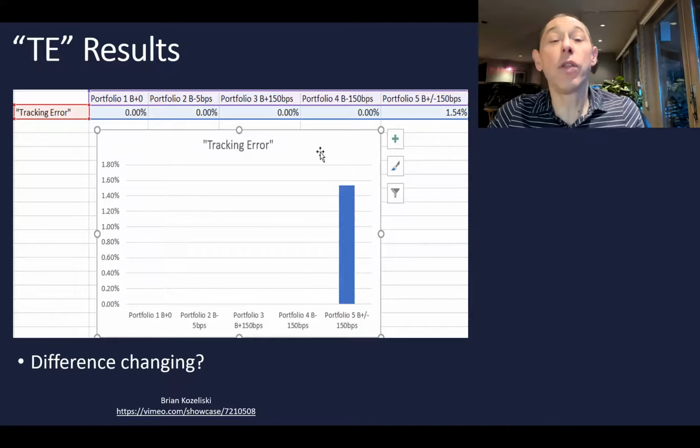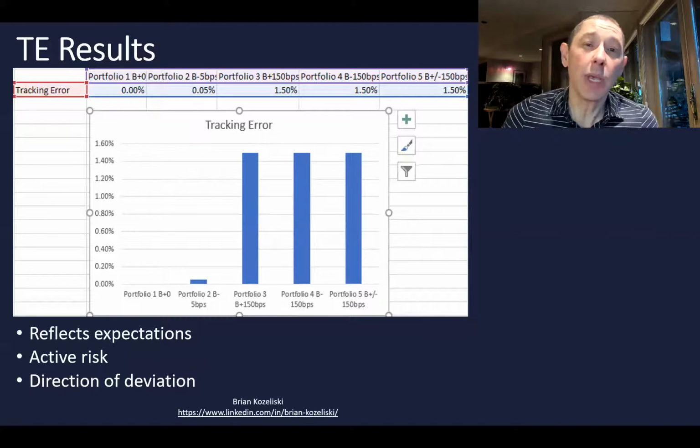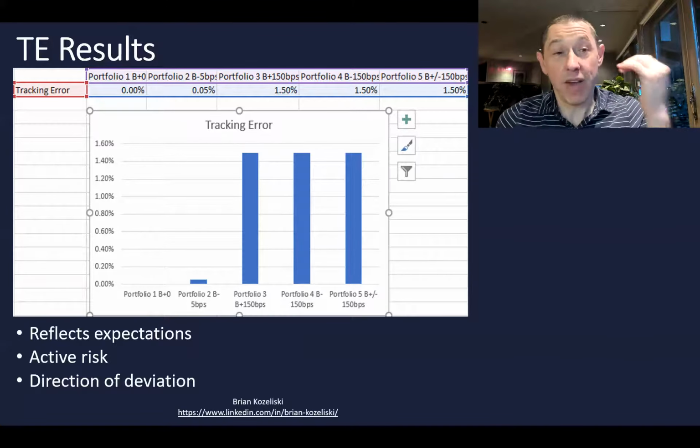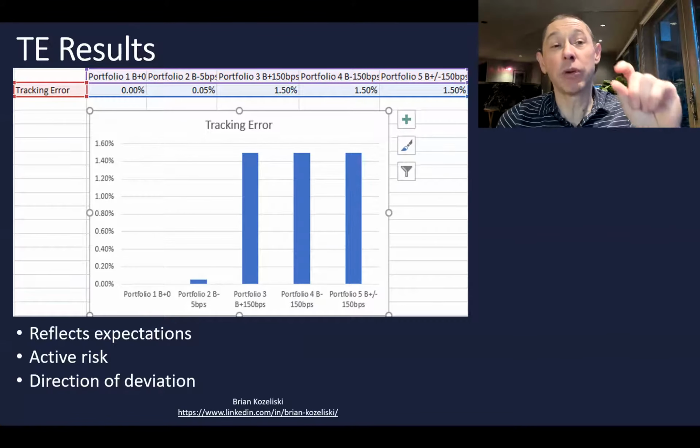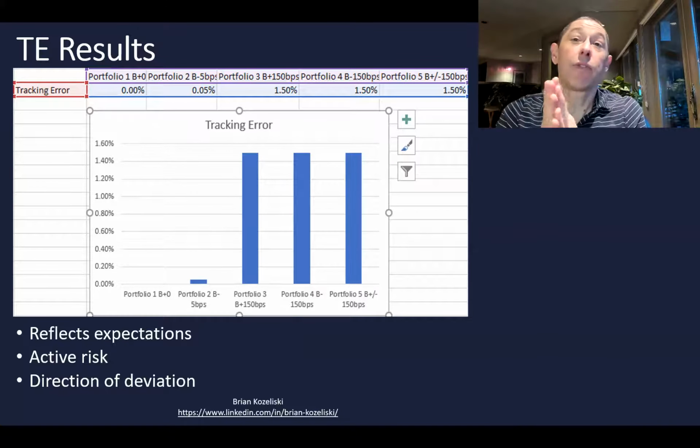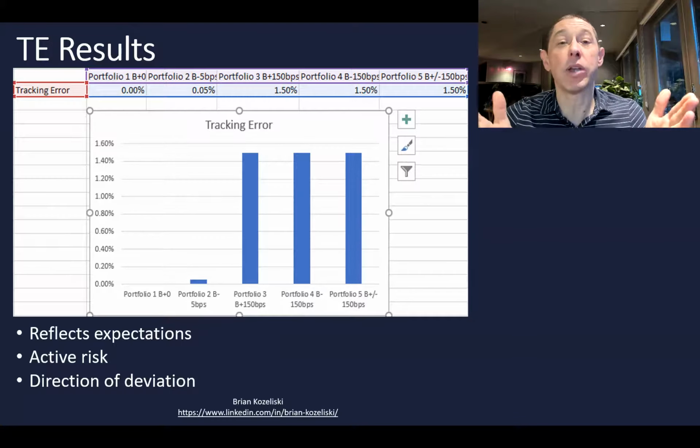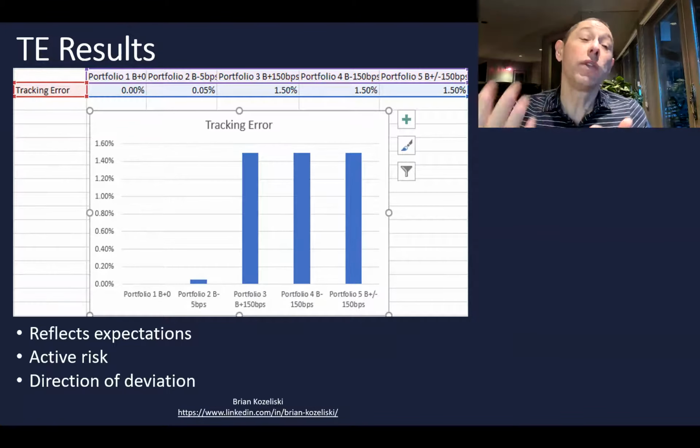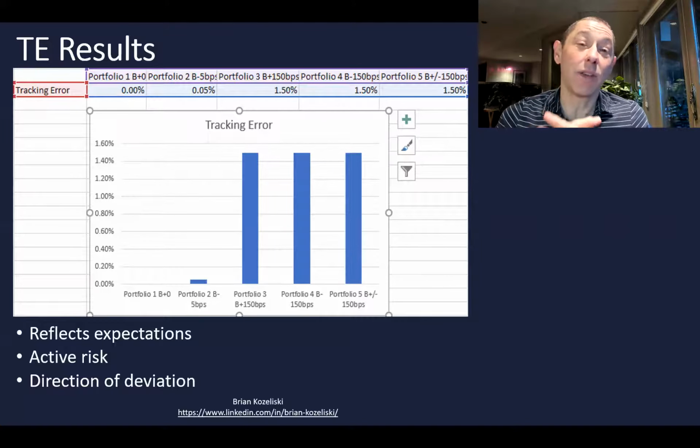Now, if we do the other calculation, this is what we get. And this is kind of what our intuition would tell us. So we get 5 basis points of tracking error with the one that is underperforming by 5 basis points. Makes sense. And then for the other three, we get exactly 150, which is how much they deviated period by period. Again, the direction doesn't matter because we are squaring the returns and then taking the square root of those differences. So again, this is kind of the measure that makes intuitive sense to me. This is often called active risk instead of tracking error. At least that's my impression.